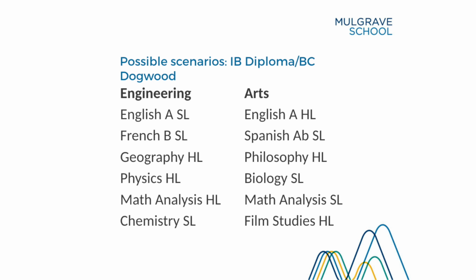A student who is looking at going into engineering might choose at the high level physics, math analysis and geography. And at the standard level, they are taking English, French and chemistry. The geography covers quite a lot of practical work and lab skills, which balances nicely with the skills that they're learning in physics and chemistry. If somebody is looking at going into the liberal arts, they might decide at the high level to do English, philosophy and film. And at the standard level, Spanish, biology and math analysis.